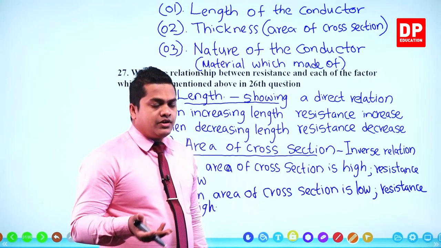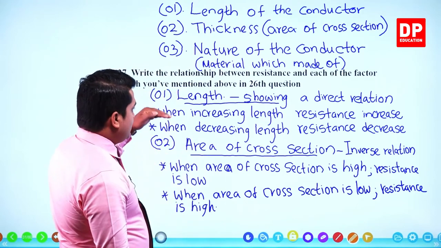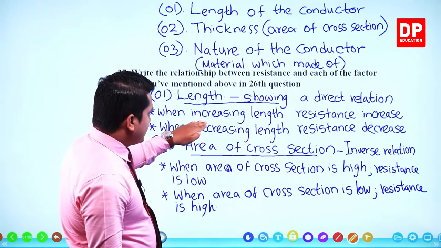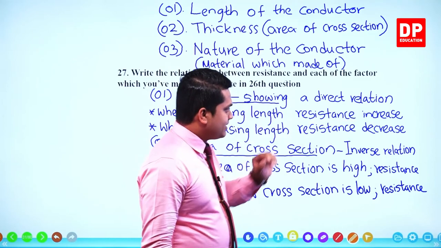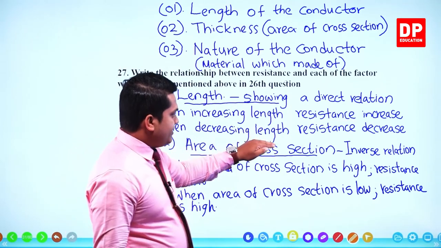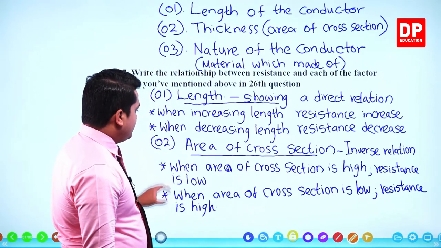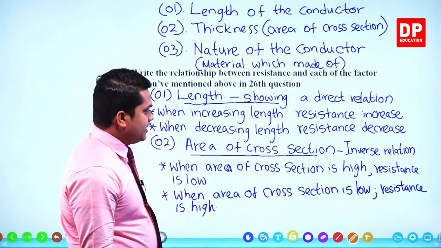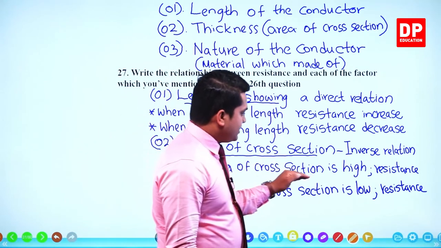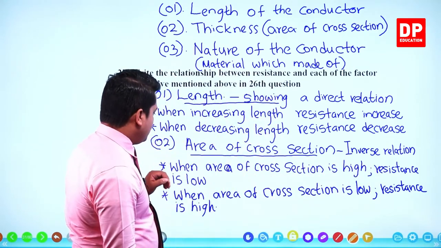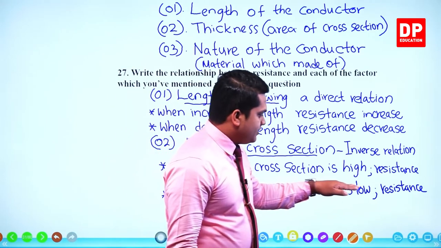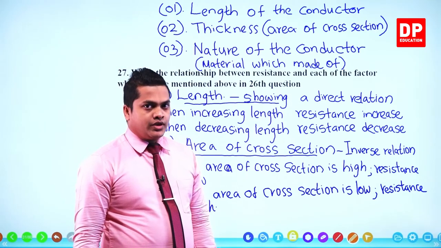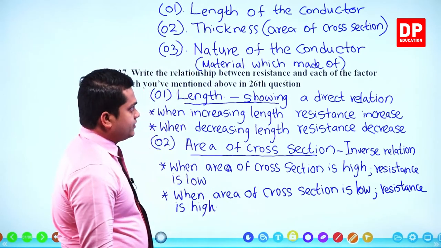It depends according to the material, right? So length shows a direct relation, meaning that when increasing length, resistance increases. When decreasing length, resistance decreases. Then number two, area of cross section is inversely related. When area of cross section is high, resistance is low. When area of cross section is low, resistance is high. Opposite related, okay, inversely related, right? So these are the two factors.